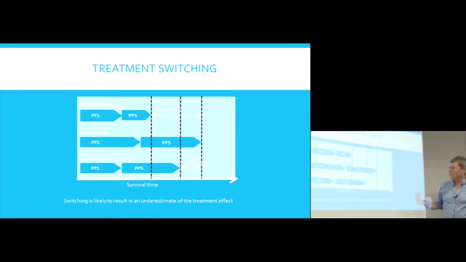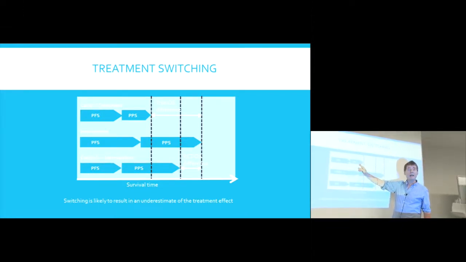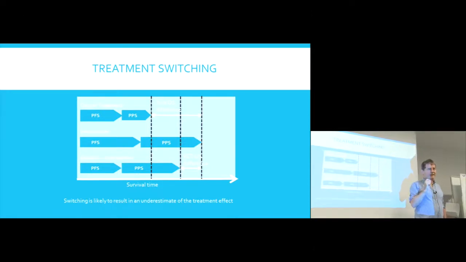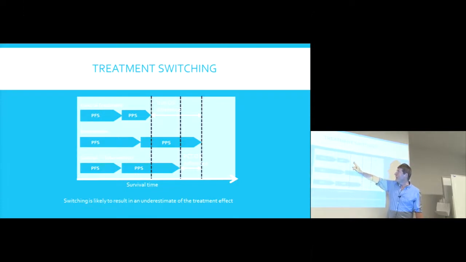So these blue arrows show PFS, progression-free survival, and PPS, post-progression survival. Patients getting the control treatment have a particular period of progression-free survival followed by a particular period of post-progression survival. By contrast, patients who get the intervention have a longer period of progression-free survival, because the drug is working, and a longer period of post-progression survival. If there's no crossover, this difference here, and I do wish I'd used black and not white, is our estimate and is indeed the true overall survival difference.